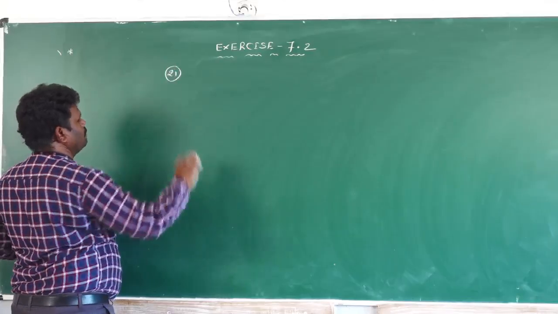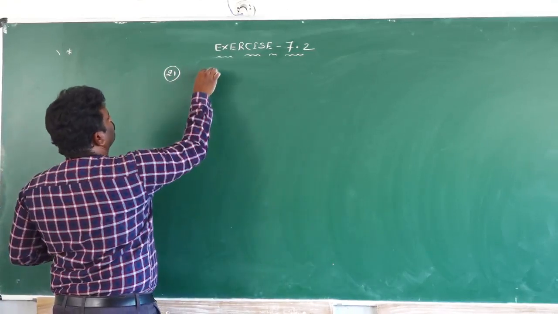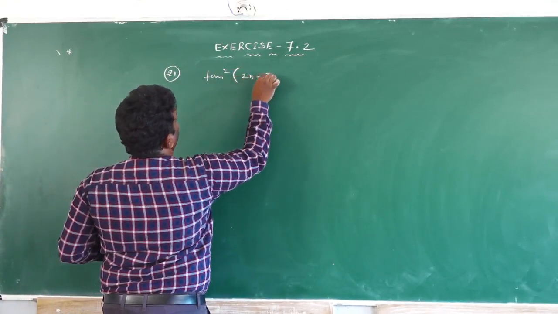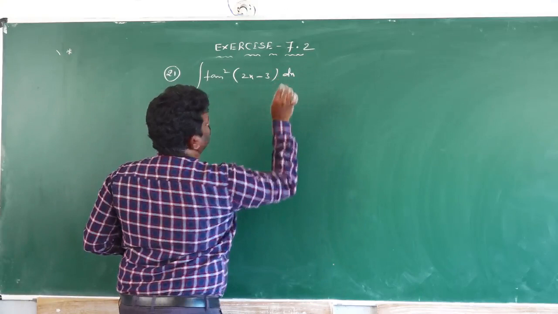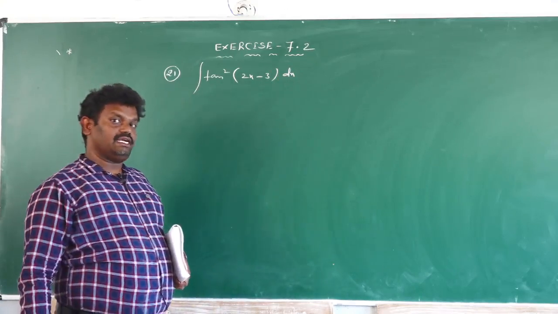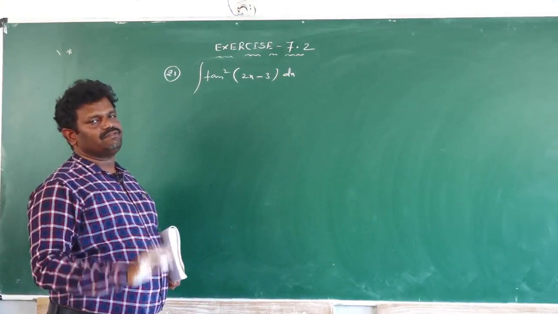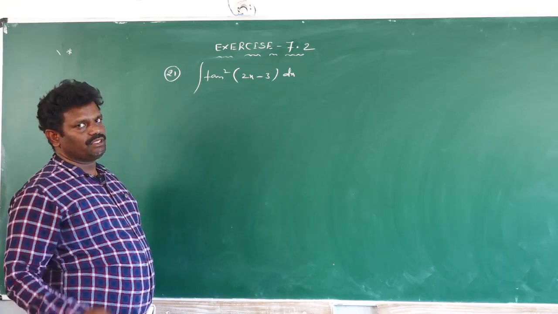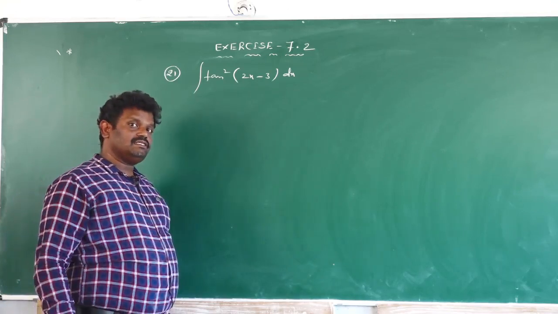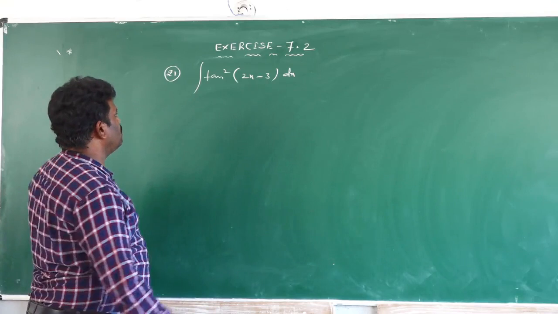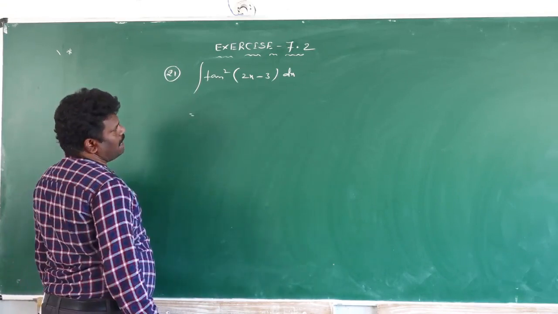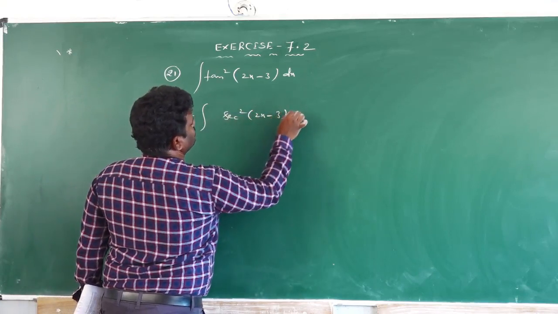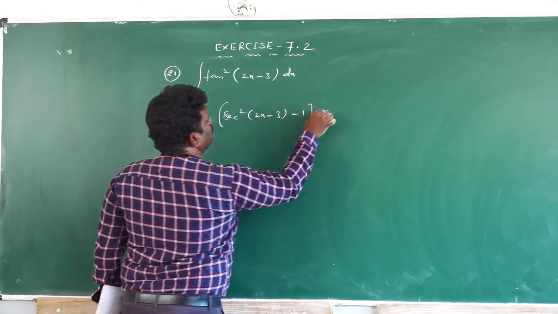Integral of tan square of 2x minus 3 dx. In the standard formulas, the integral of tan square x is not directly there. So we convert it using the identity secant square theta minus tan square theta is equal to 1. Then tan square theta is equal to secant square theta minus 1. So we substituted that identity: secant square of 2x minus 3 minus 1 into dx.